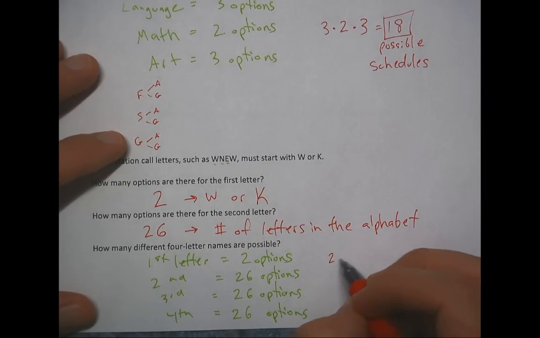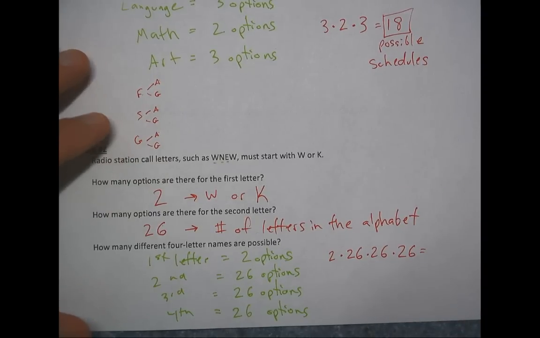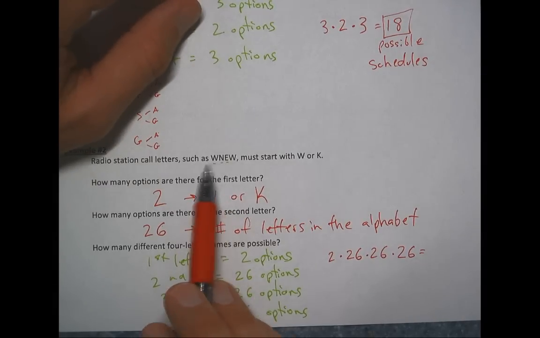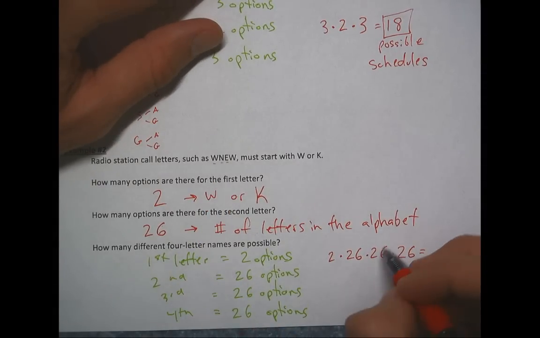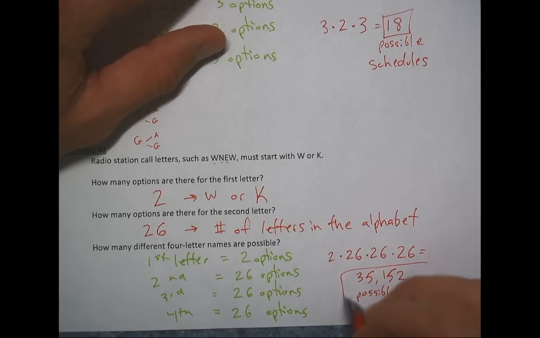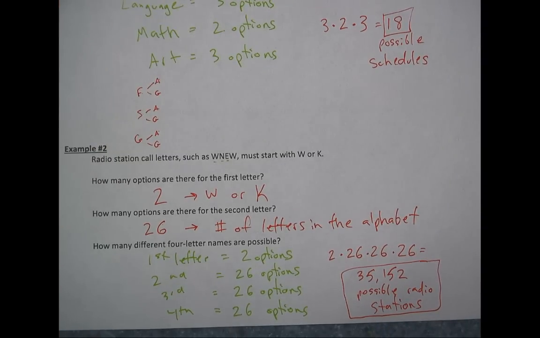And so using your counting principle, we're just going to multiply the number of options, and that'll tell you the total number. So 2 times 26 times 26 times 26. That's the total number of options. If you wrote down every single combination of letters to create this, that comes out to 35,152 possible radio stations. So there's lots of possibilities.